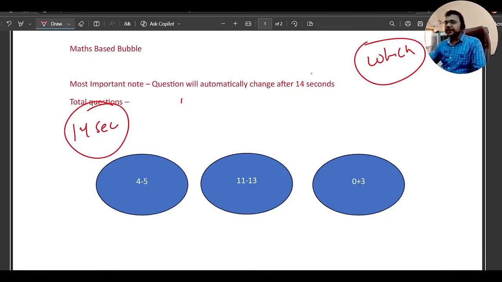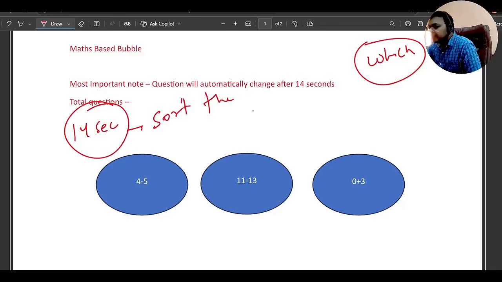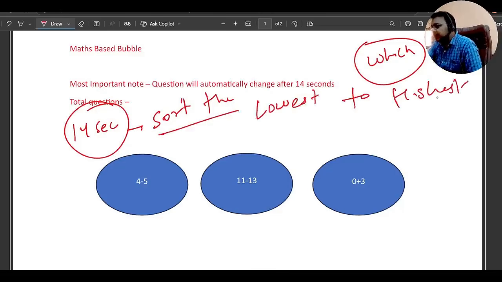Now in these 14 seconds, you need to sort the bubbles from lowest to highest. Okay, so this is your task. Basically, you need to calculate all three bubbles. You will be getting the values. Based on the values, first you will be clicking on the lowest value, then higher than that, and then the highest value. So you will be getting a total of three bubbles.